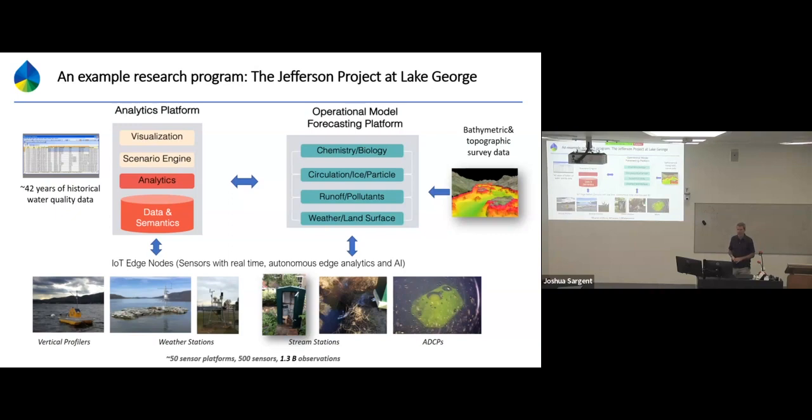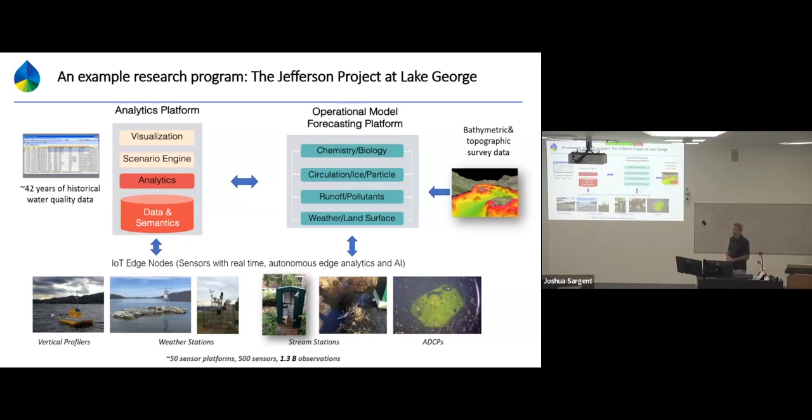Weather stations going up and down a lake, tributary monitoring stations on a lake, and ADCPs, or acoustic Doppler current profilers, that we can use to look at water mass movement, vertical and horizontal velocities, turbidity, concentration, particle movement, et cetera. We ingest all of this data plus a little over, at this point, 40 years of historic water quality monitoring data for visualizations. We've got what we call a scenario engine, which is essentially long-term forecasting for different scenarios.